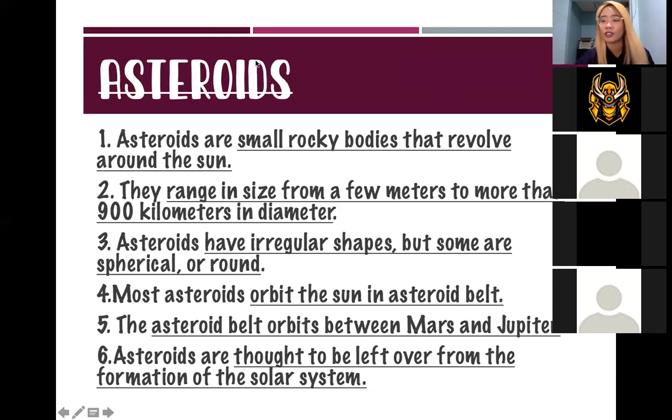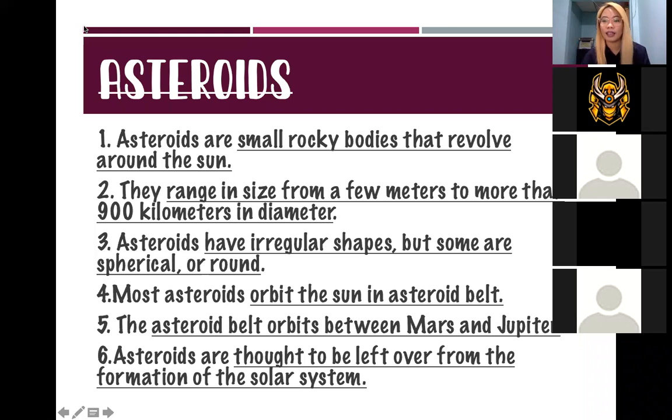So maraming moons ang Jupiter. And the reason why it has a lot of moons is because it is located near the asteroid belt. And you have to remember that Jupiter is a very big planet. Ibig sabihin, malaki yung kanyang gravitational pull. So maraming asteroids siyang nahahatak papalapit sa kanya. And these asteroids starts orbiting Jupiter. And that's the reason why Jupiter has a lot of moons.